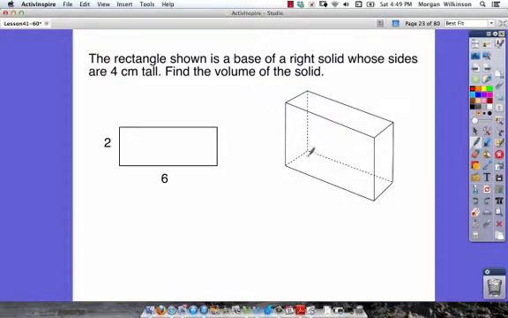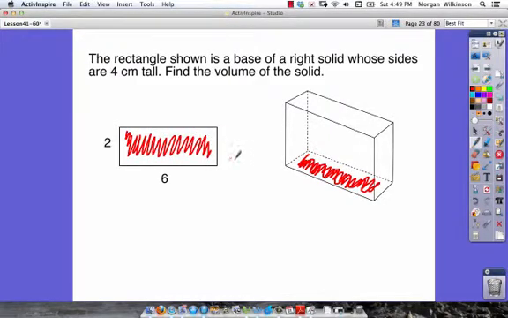Now the rectangle shown is the base. So the base would have to be right here. It's the bottom. It's what it's sitting on. It's what keeps it upright. Now the base, that red piece on the right and this shaded in red piece, they're exactly the same thing. What we need to do is find the volume of the solid. What we know also is that the right solid's sides are 4 centimeters tall. Now in order to find out the volume of any shape, all that we have to do is figure out what the area of the base is, and then multiply it by the height of our right solid.